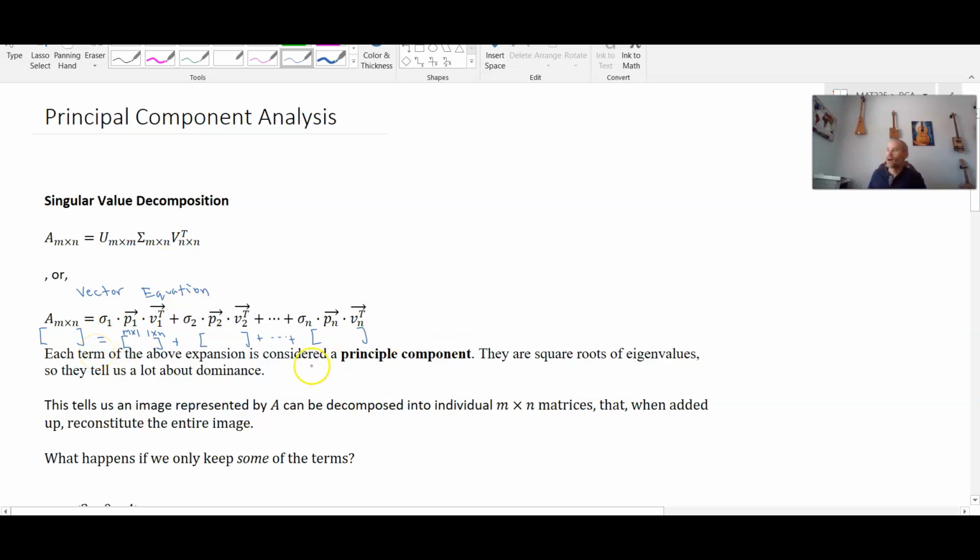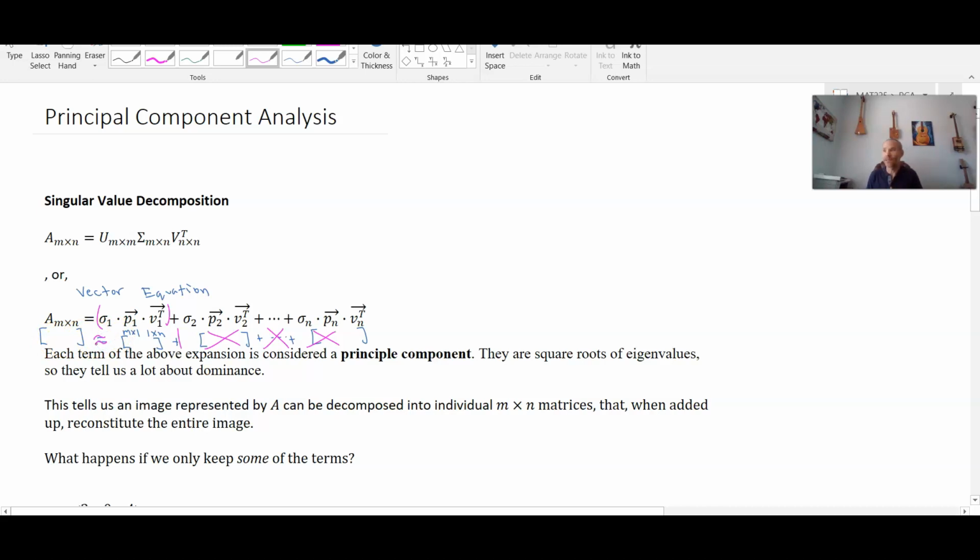Each of these terms is often referred to as a principal component, and this can be called principal component analysis that we're about to do here. Now imagine that we omit some of these terms. If I were to only take the first term of this vector equation expansion of A, and chop off these extra terms here, then what I would get instead is an approximation of A.